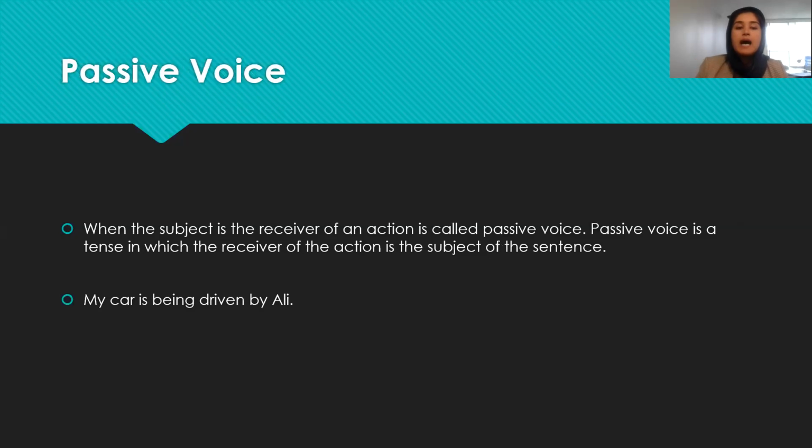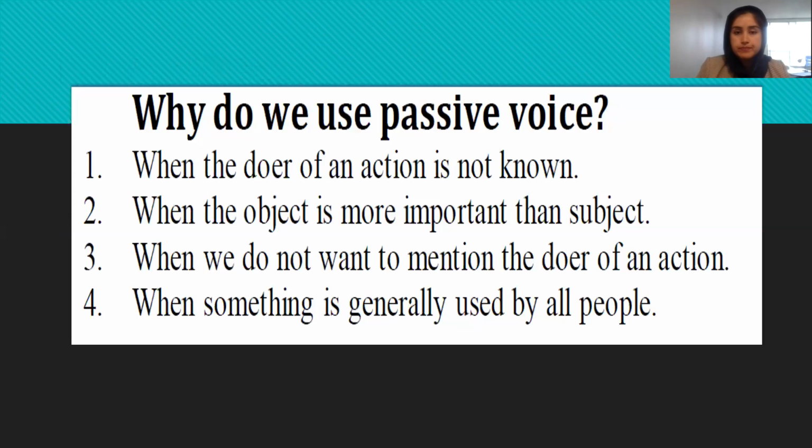and we know that Ali did that, so it's active voice. And passive voice: when the subject is the receiver of an action, it's called passive voice. So in here, the action is received by the subject. So the action is more important here, and it comes first as well. The example is: my car is being driven by Ali. It's important it's my car, it's important it's being driven, but that Ali does it comes at the last, and it's less important, so it is passive voice.